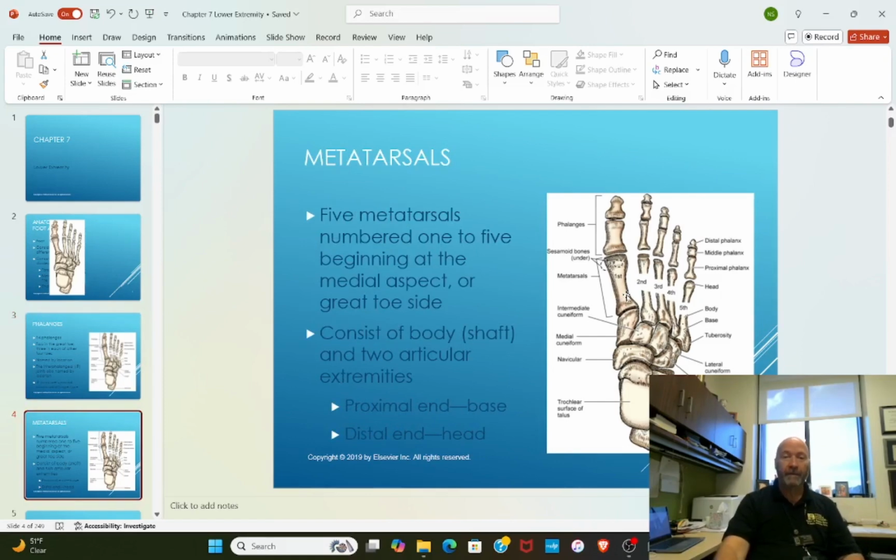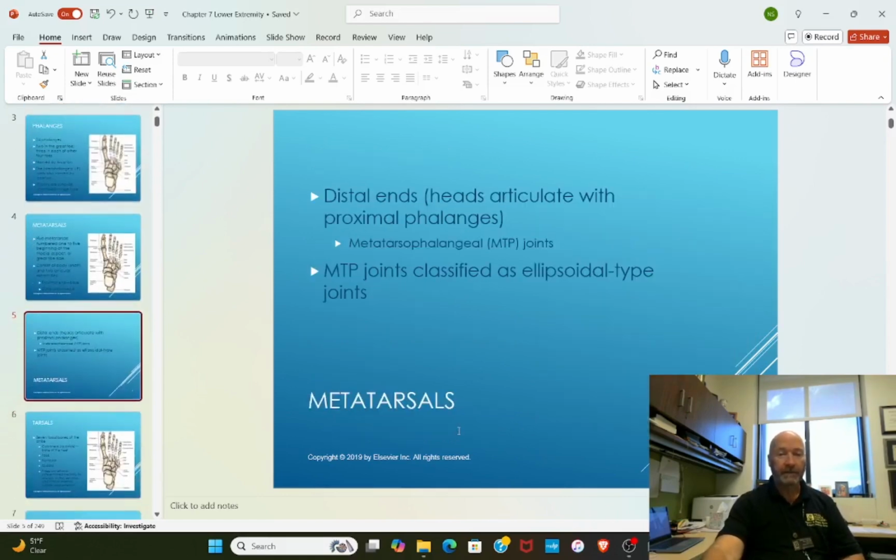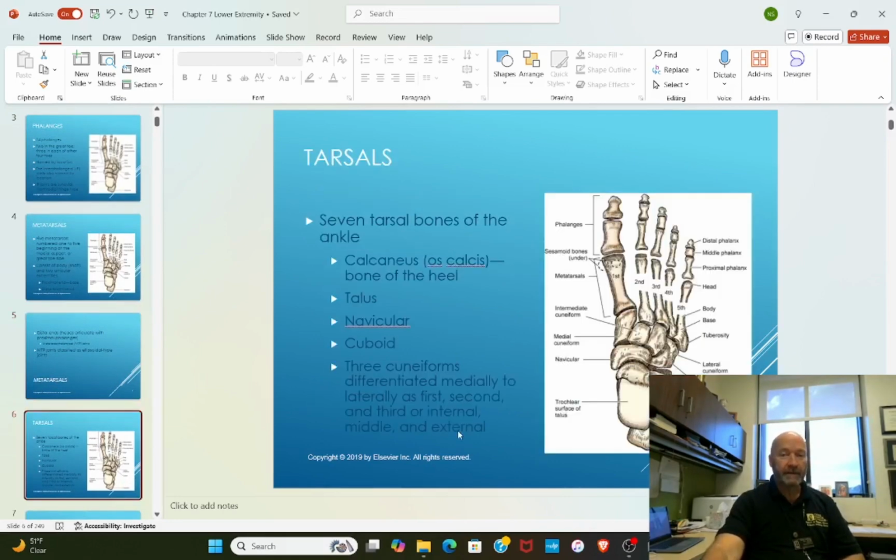So you have 5 metatarsals, and they also count from the outside in. And just like the metacarpals, you have a base and a head, and the base is at the proximal end, and the head's at the distal end. So the distal end articulates with the phalanges.